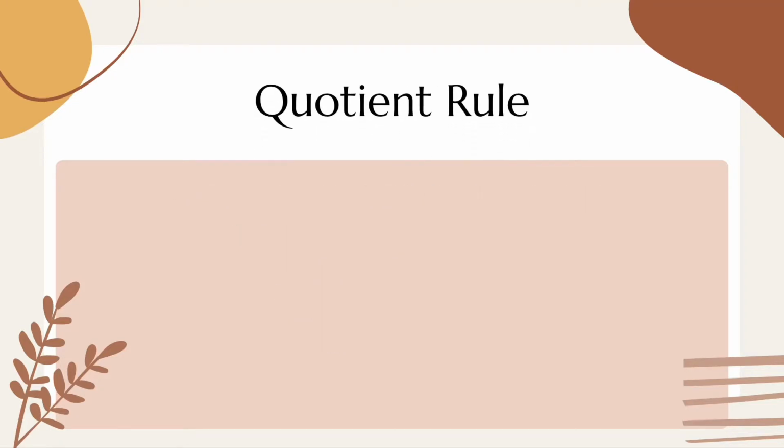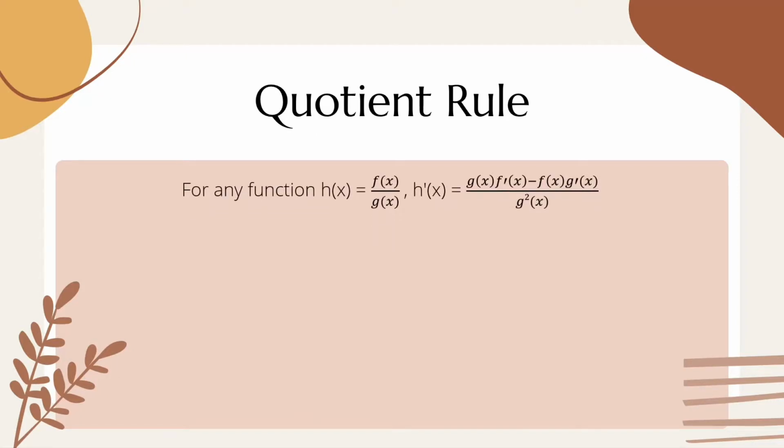the quotient rule. The quotient rule states that for any function h of x equals f of x over g of x, the derivative is g of x times f prime of x minus f of x times g prime of x all over g squared of x. In simpler terms, that would be the lower equation times the derivative of the higher equation minus the higher equation times the derivative of the lower equation all over the square of the lower equation.